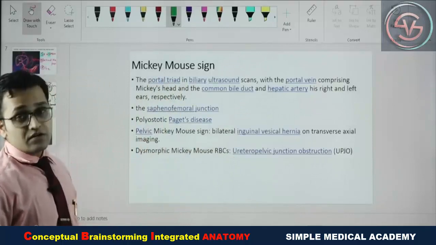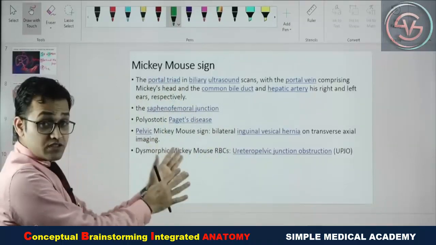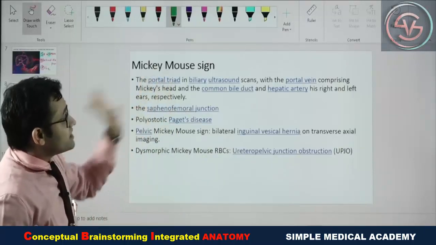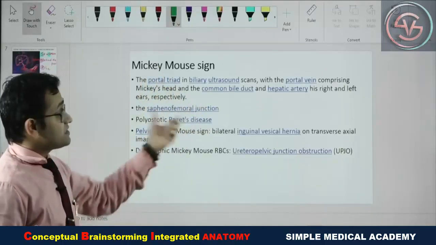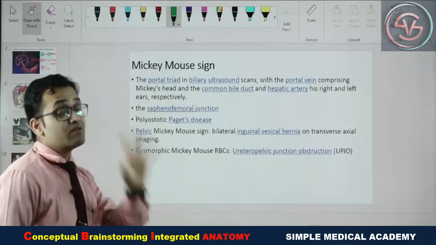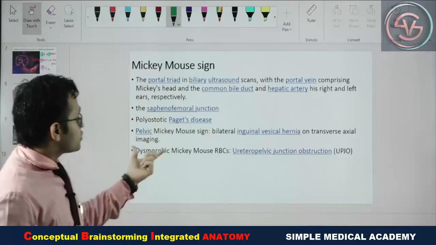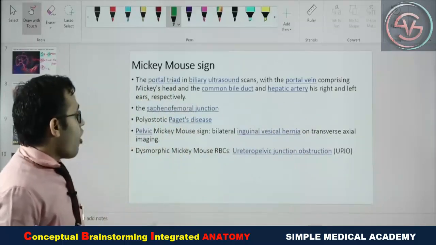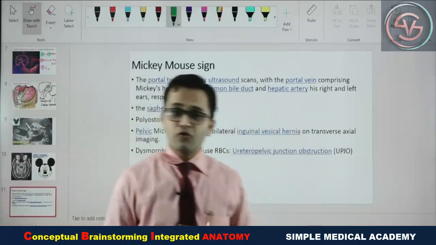You can take a screenshot and save this one. You have to read all these things in your clinical, that in portal hypertension the Mickey Mouse sign is found, and also at the saphenofemoral junction. In a few diseases there may be the presence of the Mickey Mouse sign. Also in Paget's disease of the bone, also in the inguinal hernia part you can see this sign. Also in uteropelvic junction obstruction you can get the Mickey Mouse sign.